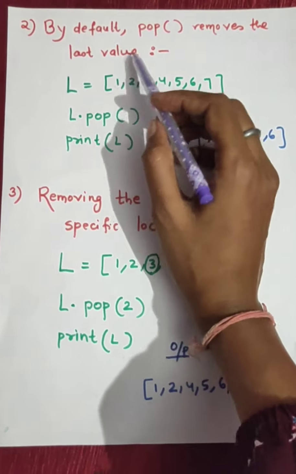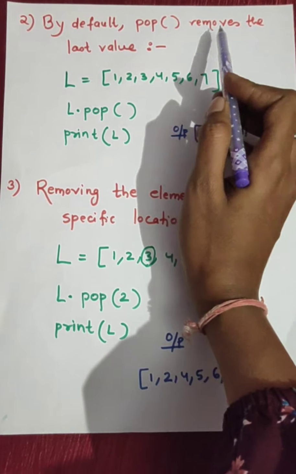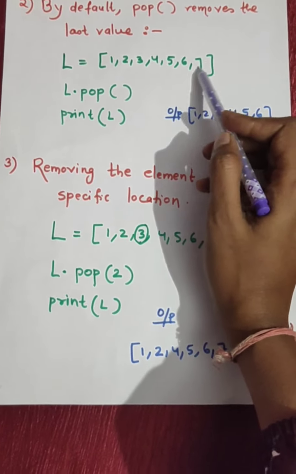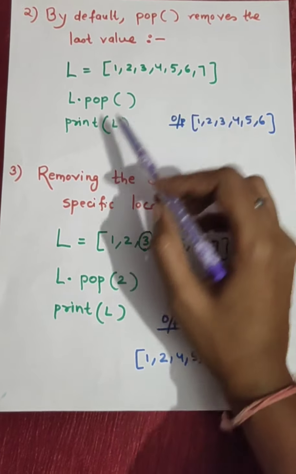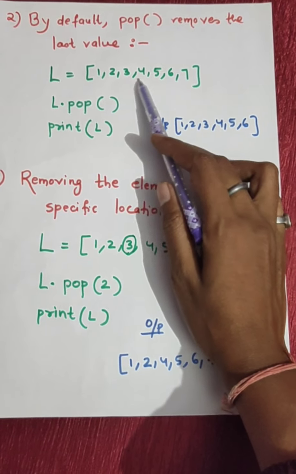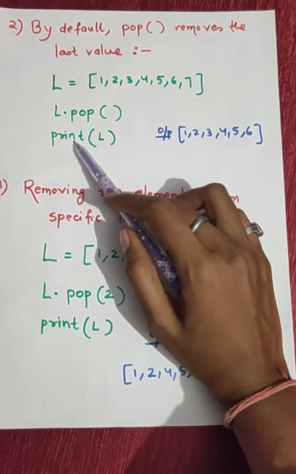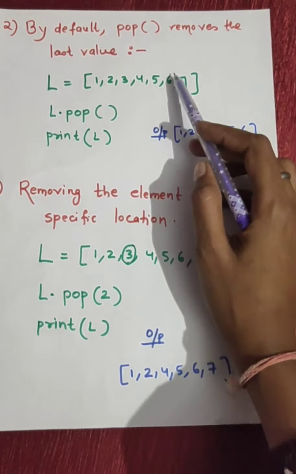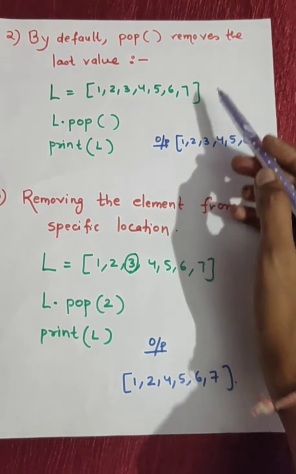Now, by default the pop function also removes the last value. We all know that by default it will take the last element at the time of removing. If you create one list and call L dot pop and print the list, it will take 1 2 3 4 5 6 and remove the last element.